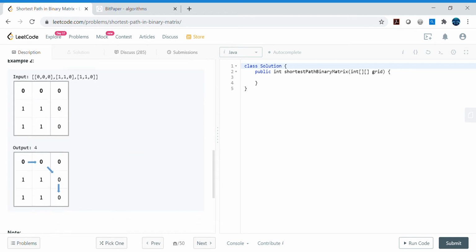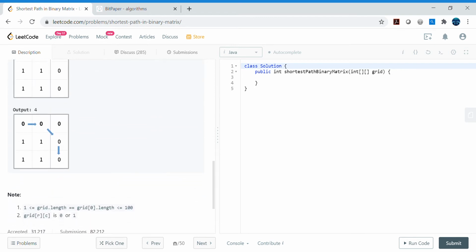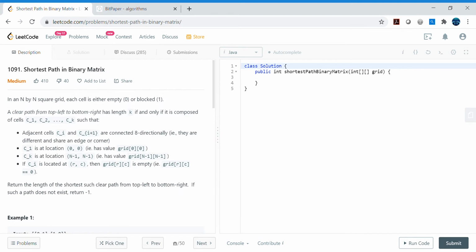All right, very good. So these are in the notes section. The length can be from 1 to 100, and each cell is either 0 or 1. So it is in fact a binary matrix itself. Either it will have 0 or 1.